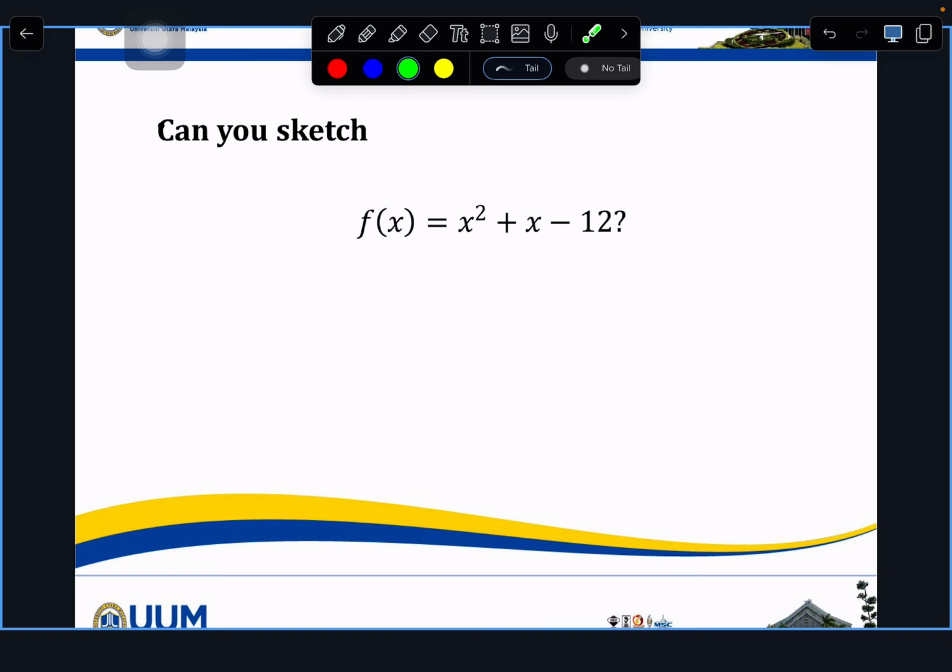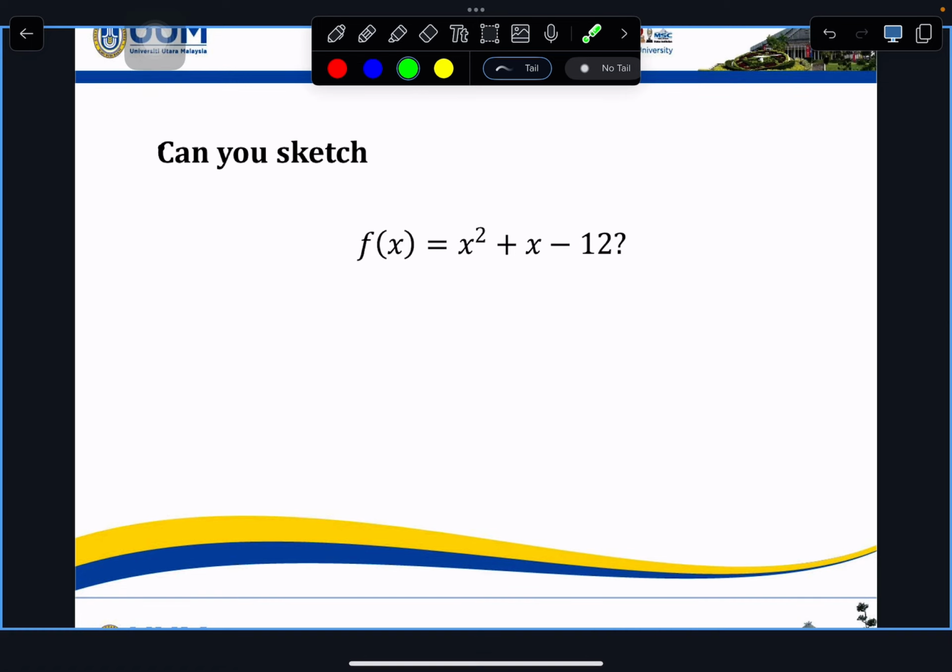Alright, so can you sketch f(x) equals x squared plus x minus 12? Listen, guys. This one is quadratic, agree? Because we have x squared. So what is our value of a? a equals 1, b equals 1 and c equals minus 12. Normally I will label a, b and c, because when we need to use the formula, sometimes we sub the wrong number into the formula.